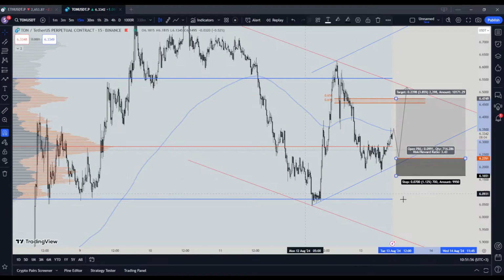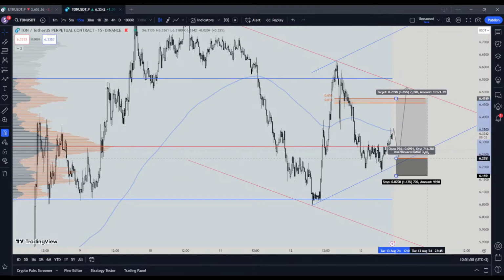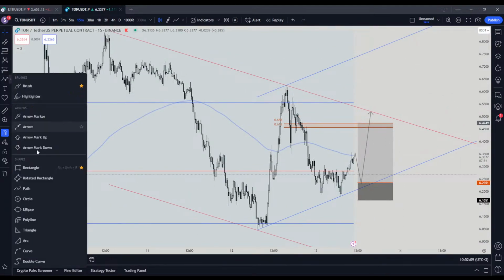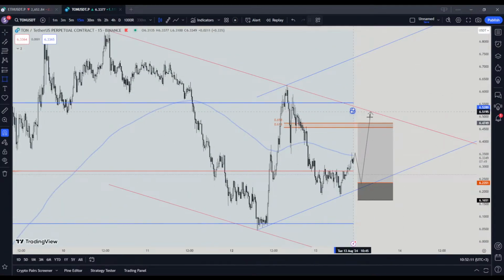3.43 R. Well, I'm okay with this one. I'll take this trade if I get a chance. And then I will short if I see that we start to reject here.